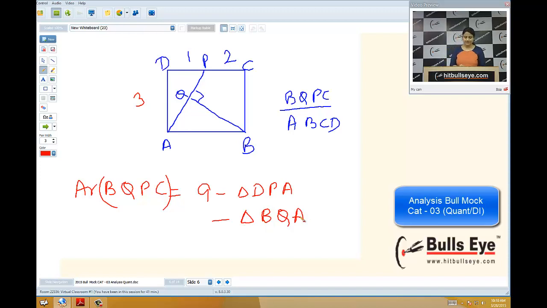First of all, DPA. We can apply the formula half into base into height. So what is the DPA area? Half into base into height. As you can see in the figure, it will be 3/2. Now what is the thing left? We want to calculate the ABQ area.